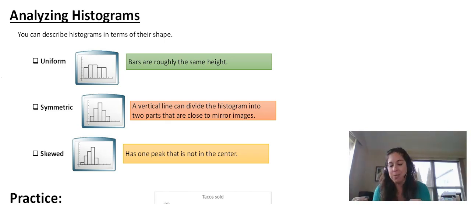It would be pretty close to the same. Now remember, they're not going to be exact, like parabolas. You know, when we folded those parabolas in half with the quadratics, it mirrored each other. It better be the same. That's not necessarily the case here. We're just saying it's close to being the same. Skewed histogram would be when it's really common that there's one peak and it's not in the center. It's either skewed to the left or skewed to the right.